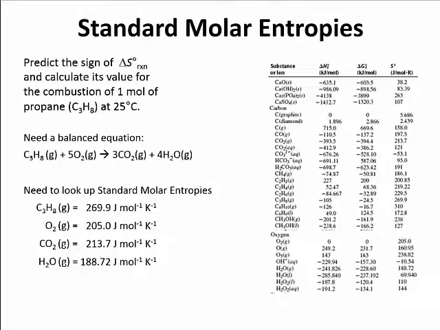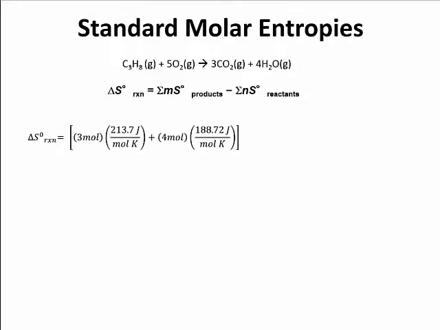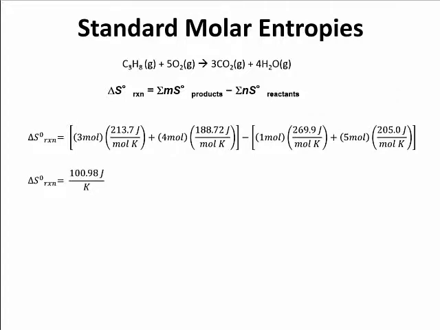Okay, so let's run this calculation. We've got our formula. We know that we're going to do the sum of the products minus the sum of the reactants. So for our delta S naught of reaction, we'll take 3 moles times the value for the CO2 plus 4 moles times the value for the H2O, add those two together, and subtract out 1 mole times the value for the C3H8 plus 5 moles times the value for the O2, add those together, and do products minus reactants. When we do that, we get a delta S naught of reaction of 100.98 joules per Kelvin.